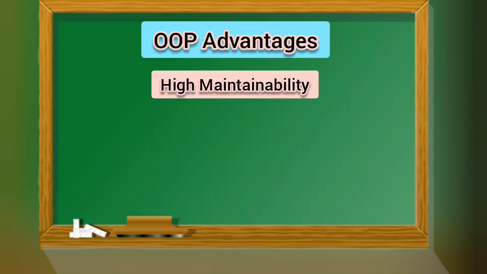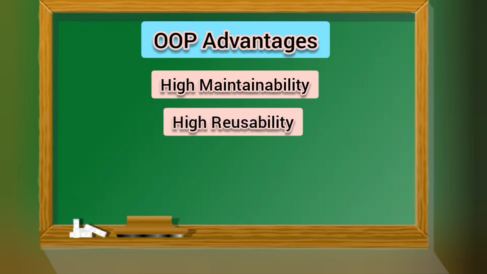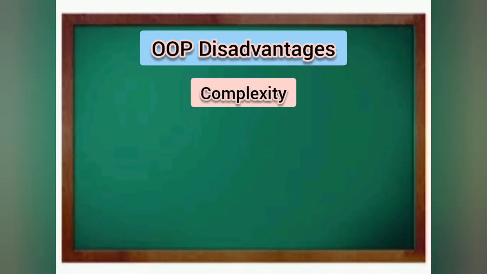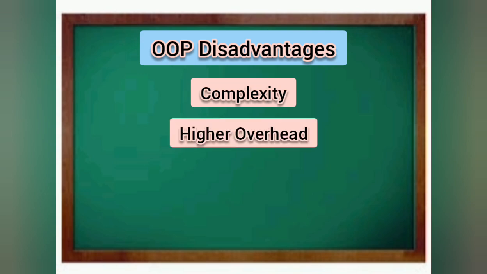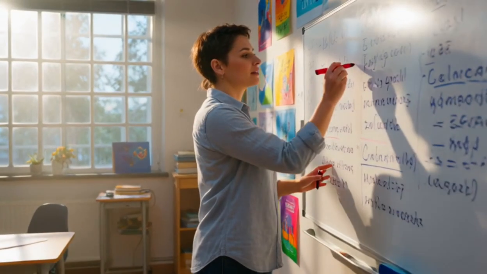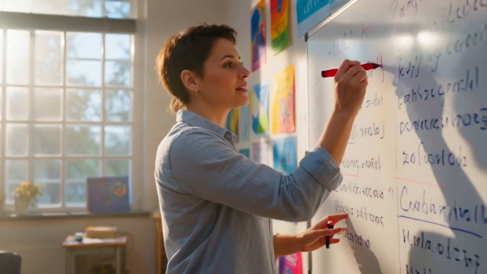Advantages: high maintainability. Thanks to its modular and organized structure, finding and fixing errors in large projects is easier. High reusability. Through inheritance and objects, code can be easily reused across different projects. Scalability. OOP is the best choice for building large and complex software applications. Disadvantages. Complexity. The concepts of OOP can be challenging for beginners to grasp. Higher overhead. Managing objects can lead to more memory and processing time consumption.